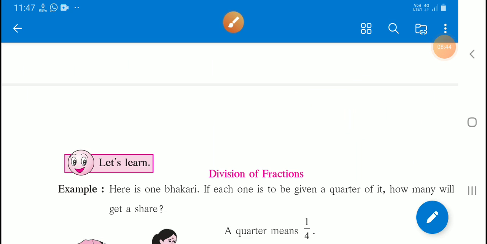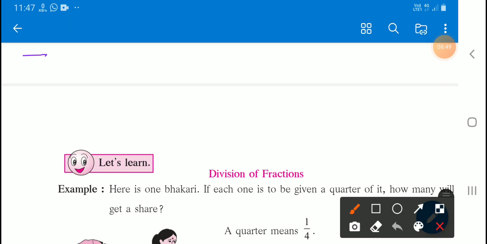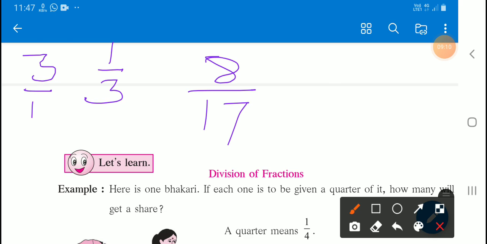Okay, now one more example I will take. The reciprocal of 3 is 1 upon 3. Keep in mind, for a single number, its denominator should be 1. 1 will go upside, 3 will come downside. You just have to change the places of numerator and denominator. Now the reciprocal of 8 upon 17 is 17 upon 8. Keep in mind.